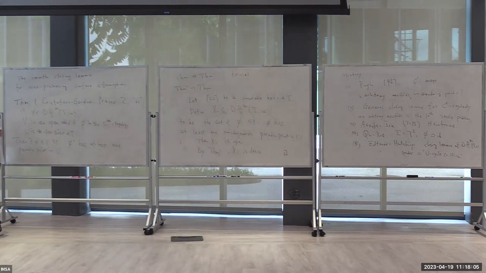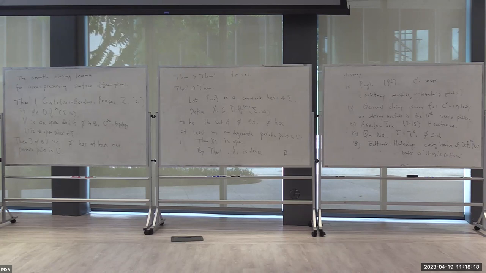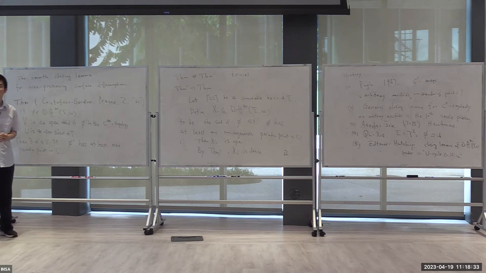All right. Oh, and by the way, the question about the closing lemma for area preserving surface diffeomorphisms was explicitly asked by Franks and Le Calvez in 2003, and they mentioned it as probably one of the most important questions about surface dynamics in that survey article. So those were the questions. Thank you.